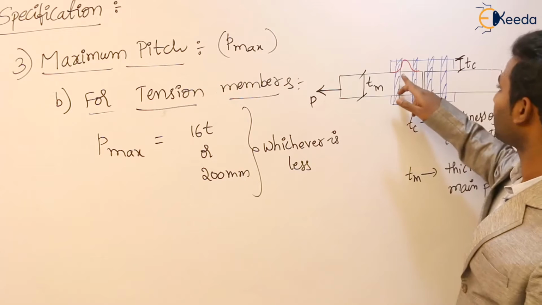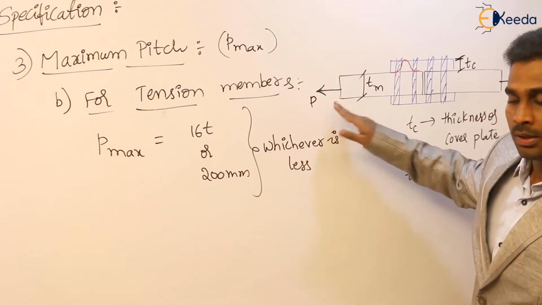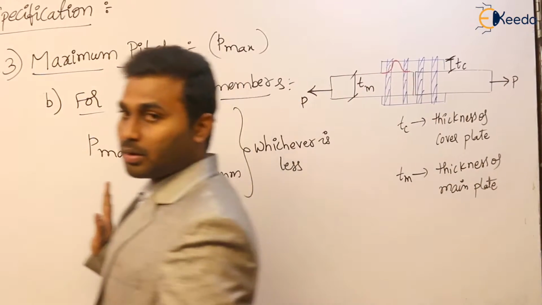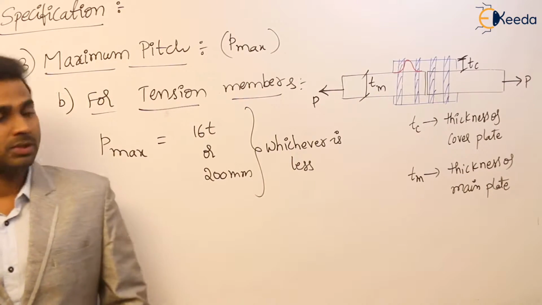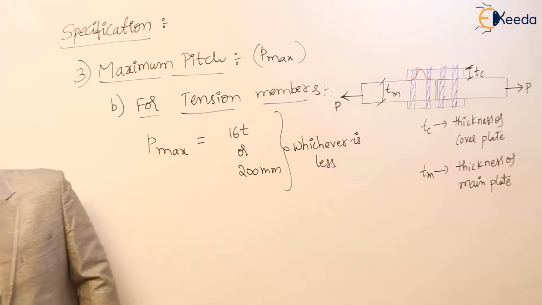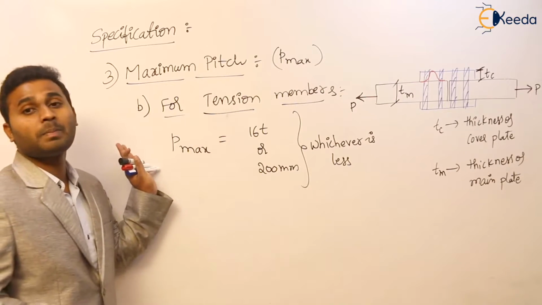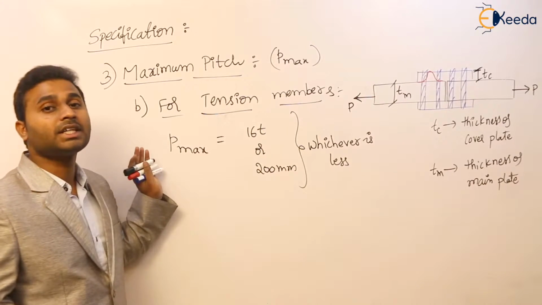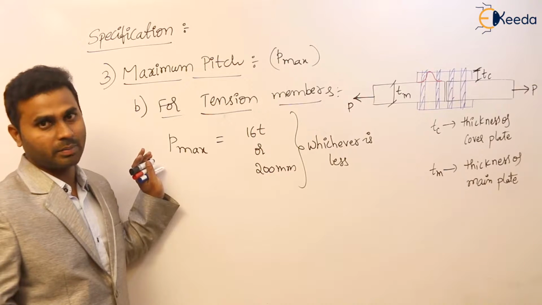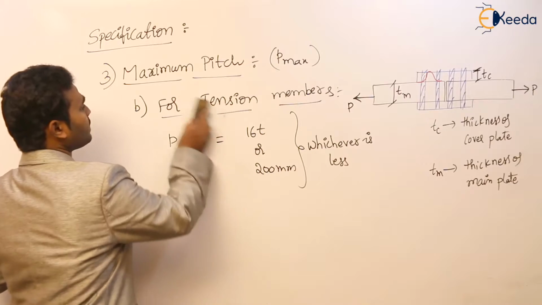So this is for the tension and compression member cases. This buckling happens not in the tension case, and that is why here the pitch is more. So take it down. Next, this is for the main plates. If tension and compression is coming in the main plates, this is the provision.